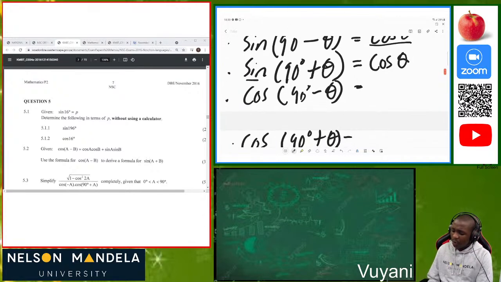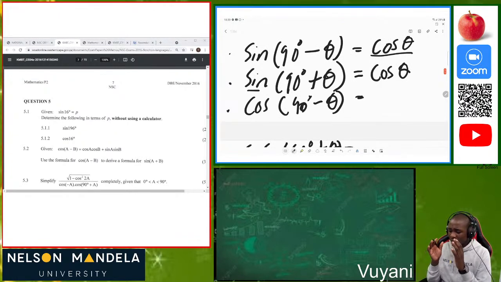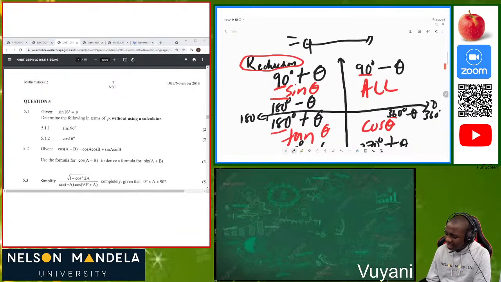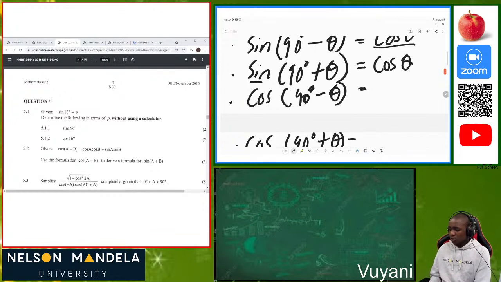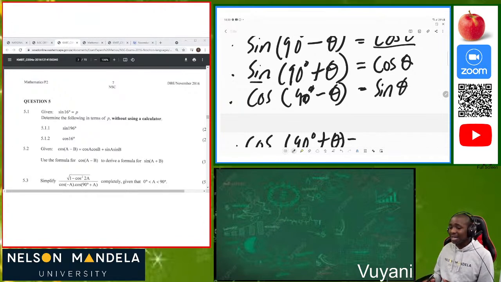Then moving on, we have cos of 90 degrees minus theta. We start by looking at what we have in the brackets first. In the brackets we have 90 degrees minus theta, which is in the first quadrant. And now we look at the ratio which we are given. We are given cos. So we ask ourselves, in the first quadrant, is cos positive or negative? Cos is positive, which means its co-ratio is going to be positive. So in other words, cos and sine intertwine, they change when they go to 90 degrees.